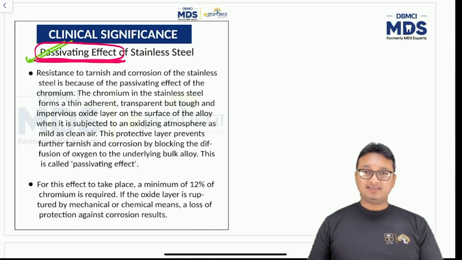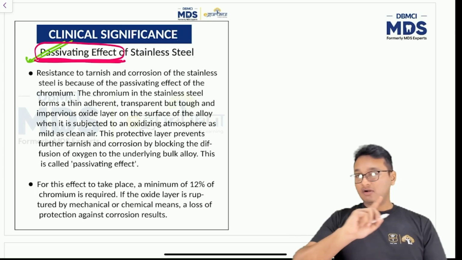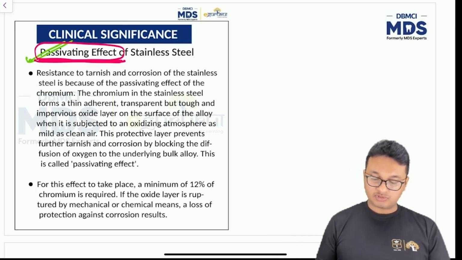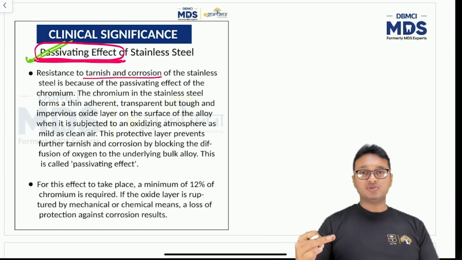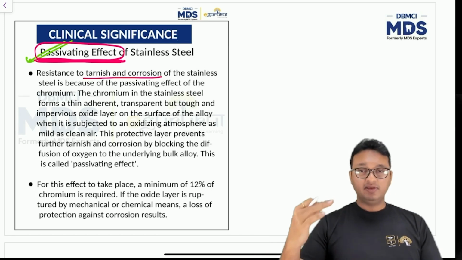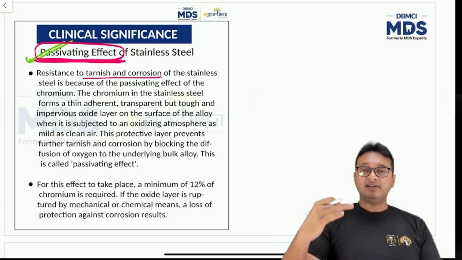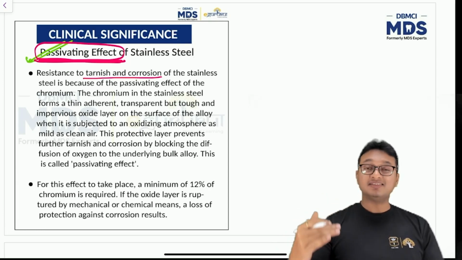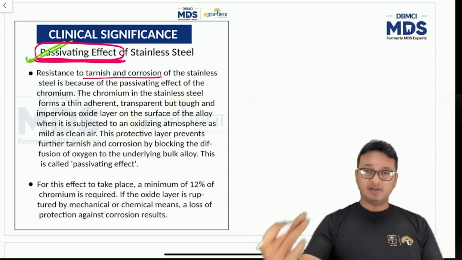Basically, stainless steel is not resistant to tarnish and corrosion. It is not at all resistant to tarnish and corrosion. What is tarnishing and corrosion of steel? Tarnish and corrosion is an electrochemical process which degenerates the properties, the quality, the strength of a particular metal over time once it is exposed to the environment.